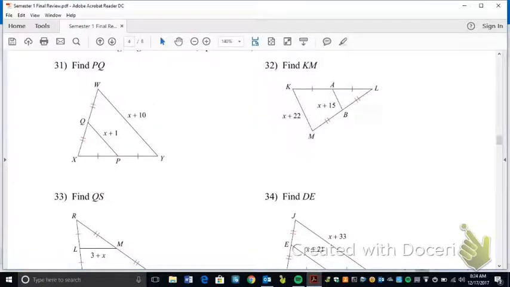Okay, so now starting at 31, these are the triangle midsegment theorems. These are the ones we went over at the beginning of last week. So they are either going to be the hardest for you because we have practiced the least with them, or the easiest for you because we just went over them.